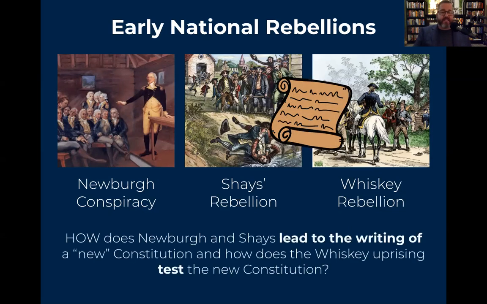And so, in essence, it's going to ask, how does the Newburgh and Shays and Whiskey Rebellion lead to the writing of this new Constitution? And then how does the Whiskey Uprising test the new Constitution? Of course, Whiskey Rebellion coming in after the Constitution. So Shays and Newburgh prompts the writing of a new Constitution. It's one of the many causes for writing a new Constitution. And then when the Constitution is finally put into place, the Whiskey Rebellion occurs, and it is quickly quelled by Washington and his troops, showing that the new solidified national document proved to be rather successful.